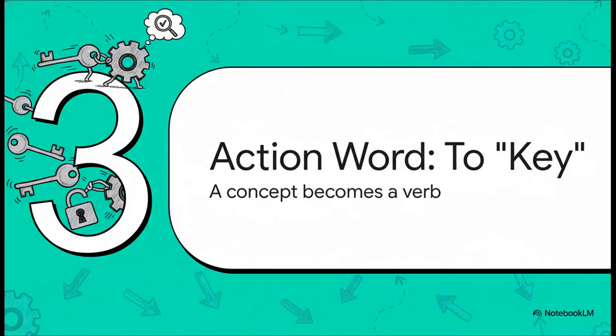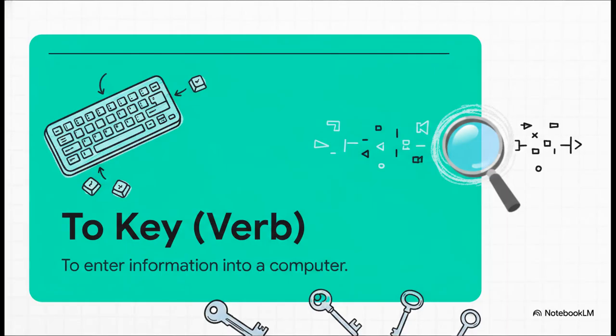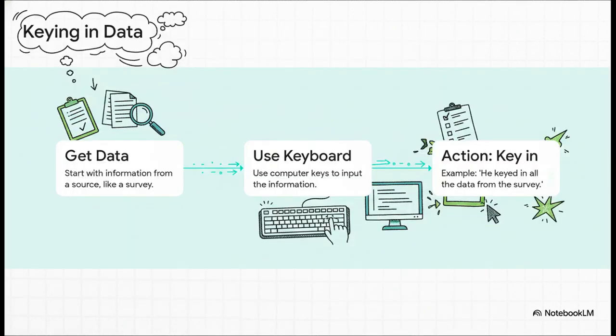Okay, part 3, action word. From objects to descriptions, and now to actions. Let's check out how key works when it's a verb. So in modern language, to key something usually means to enter information using a keyboard. And you can see how this verb is directly connected to the tool we were just talking about, the keys on a computer. So how does this actually work?